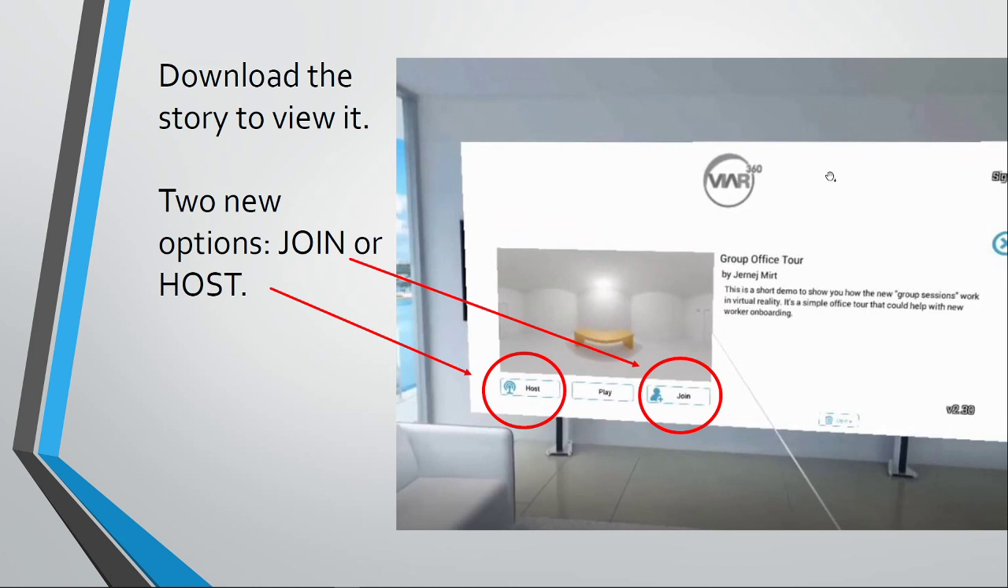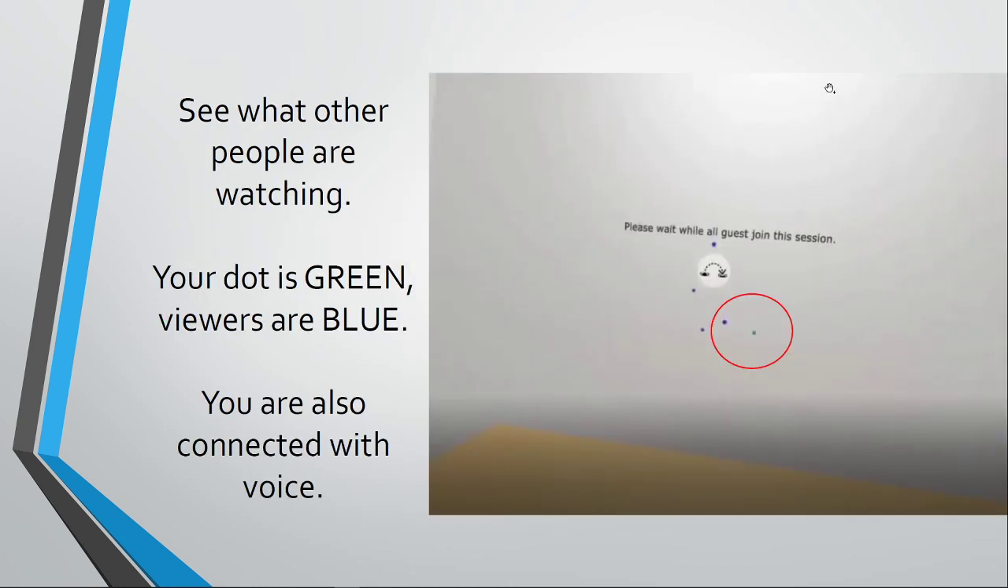Once you're in, you're looking from the same perspective. Everybody's in the central position. But what we created is these small dots that you can see on the canvas, so you can see what somebody's seeing. You can see other people around.